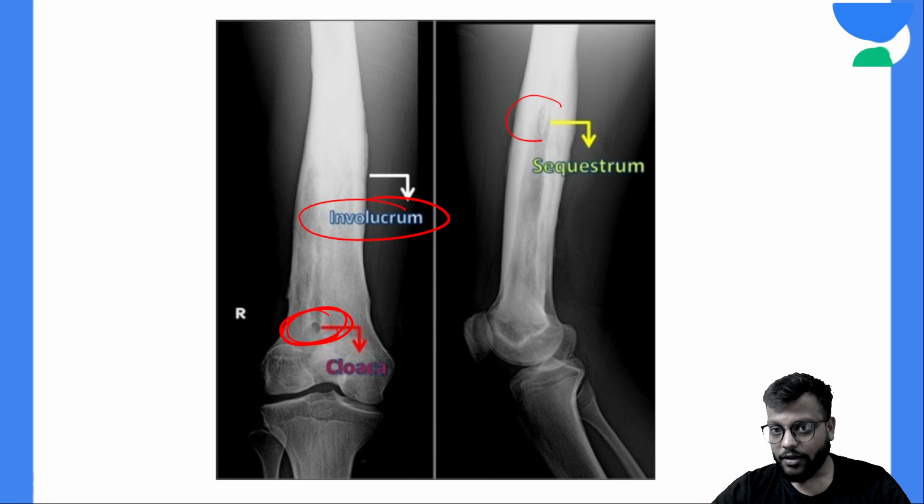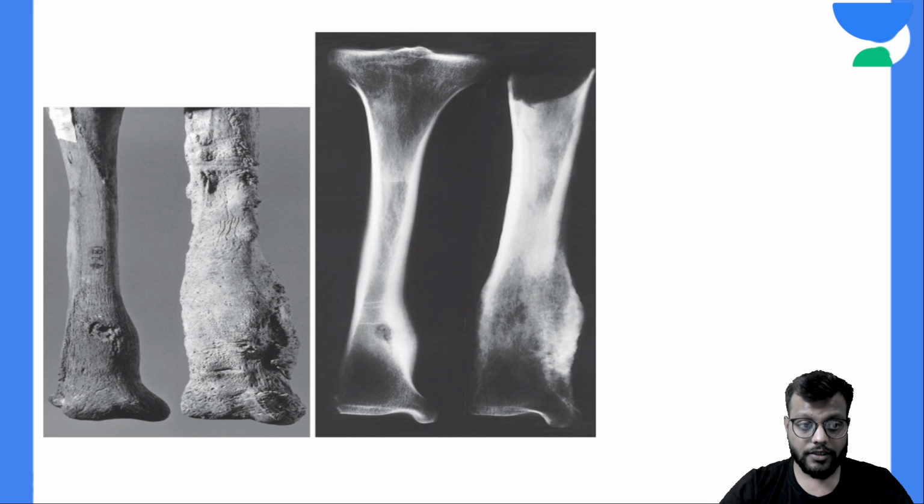Here you can see very easily that here is your sinus, this is your cloaca. This is your involucrum, and here there is dead bone, this is your sequestrum. Here also you can see sinus, cloaca, and here you can see this sclerotic part. This is your involucrum. Very easy to identify.